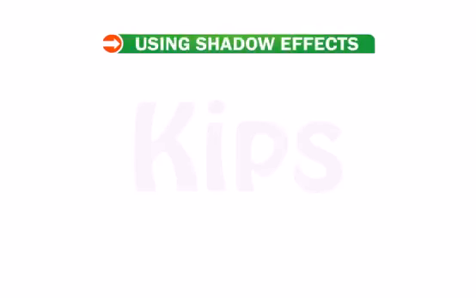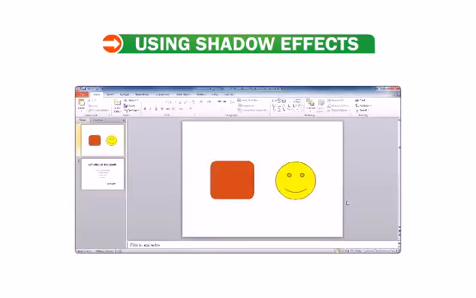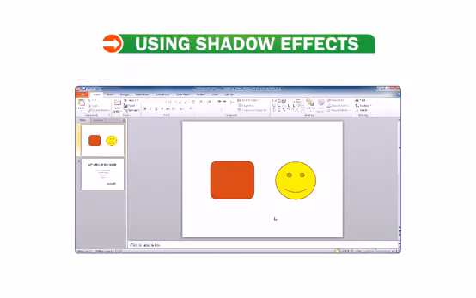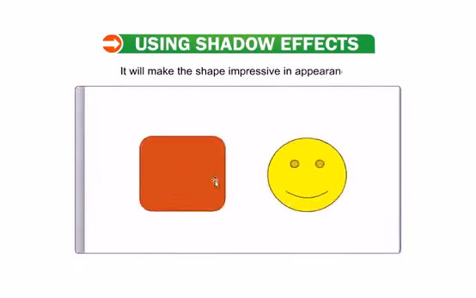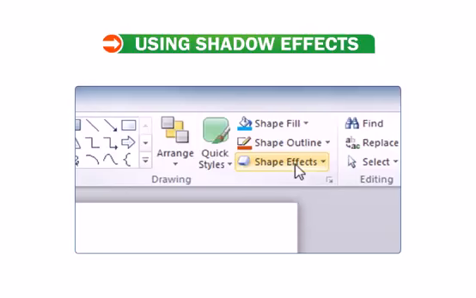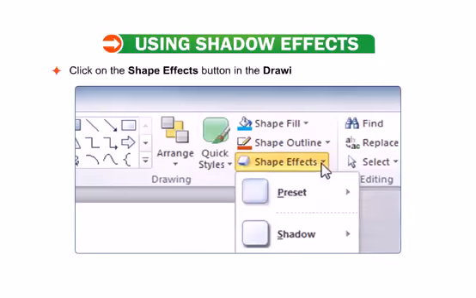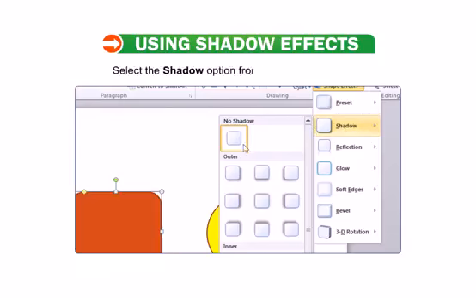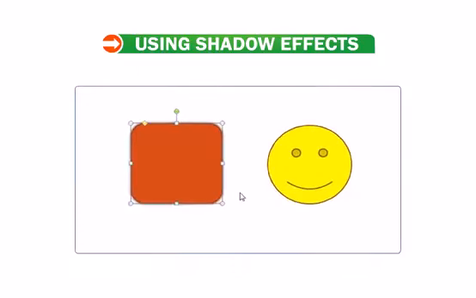Now let me tell you how to use shadow effects. In addition to adding textures and colors, you can apply shadow effects to any shape. It will make the shape impressive in appearance. Select any shape object. Click on the Shape Effects button in the Drawing group on the Home tab. Select the Shadow option from the drop-down menu. Click on the Offset Center in Outer sub-option. The object will appear with a shadow.